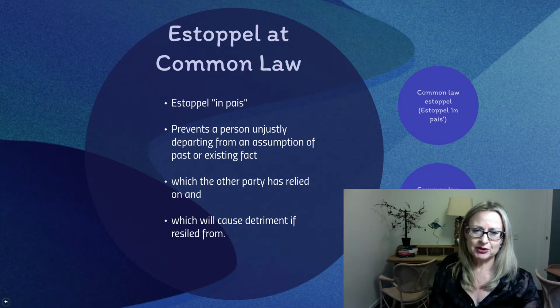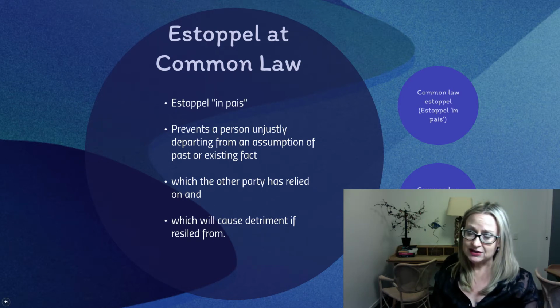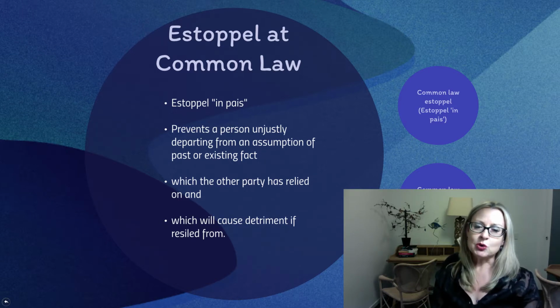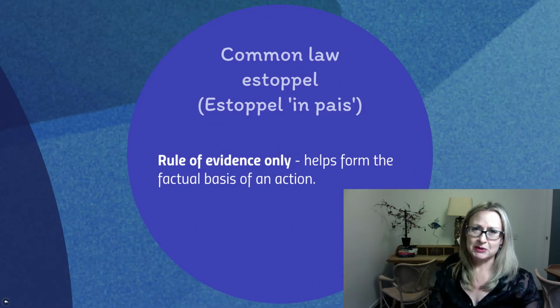So it prevents a person from unjustly departing from an assumption of past or existing fact, okay, tick, which the other party has relied on, tick, that's also required in equitable estoppel, which will cause detriment if resiled from. So, yep, that's also a requirement of equitable estoppel. However, and here's the big difference, common law estoppel is only a rule of evidence, okay? So it just dictates what can and cannot form part of the evidential base that the court considers in making its decision in the case, okay? That's really all it does, okay?